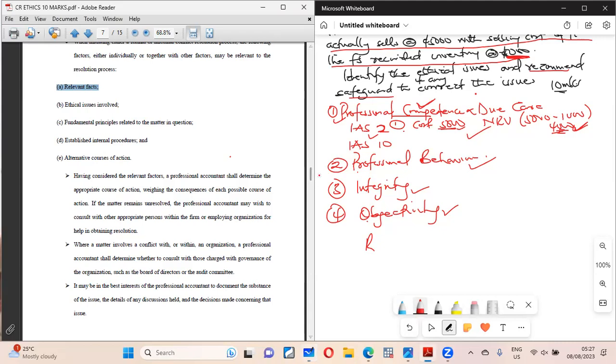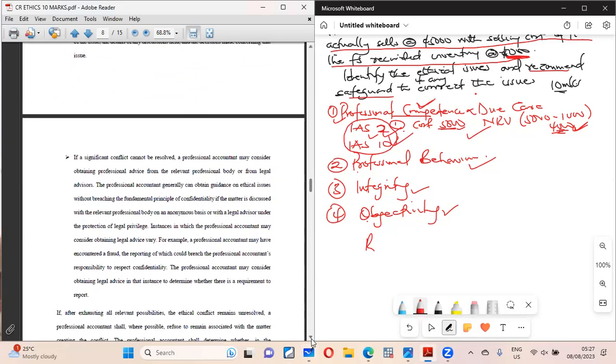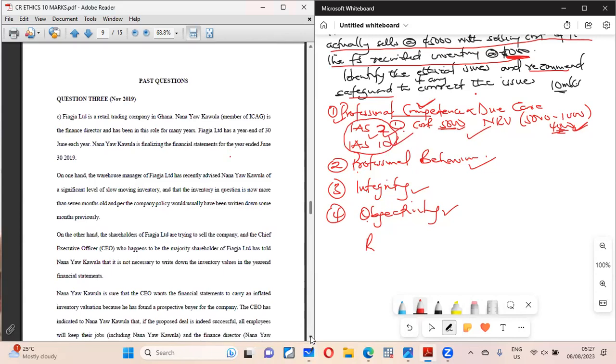So ladies and gentlemen, you see, that is where the issue is. Identification of this thing is always 1 mark. So please, when we start learning the standards, I beg you, pay apt attention. All right. Now, let's look at some of the past questions.